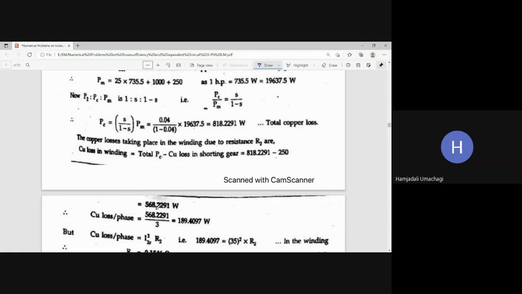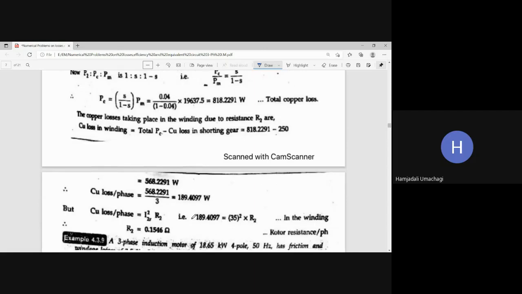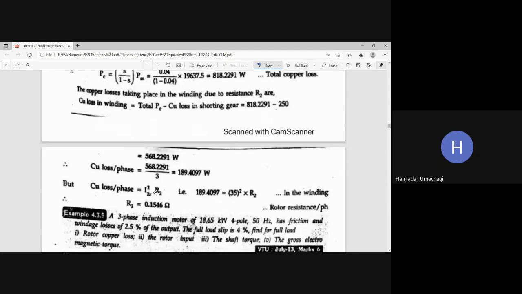If we want the per phase value, then copper loss per phase is 568.2291 divided by 3. Then the answer will be 189.4097 watts. Okay, so this is the copper loss per phase. This can also be calculated as I2R square into R2, where copper loss per phase is 189.4097 and rotor current under running condition is given as 35 ampere.